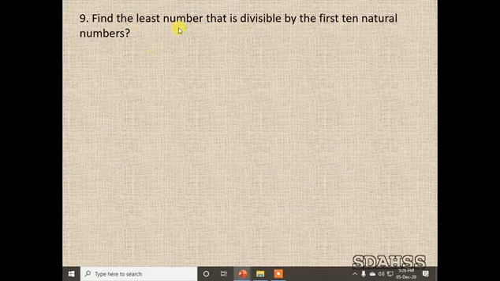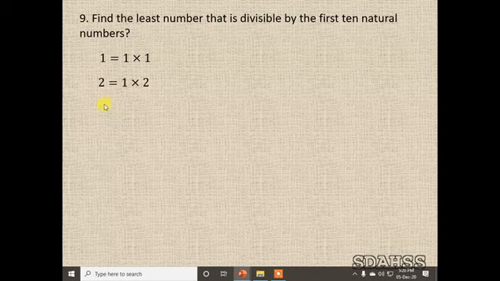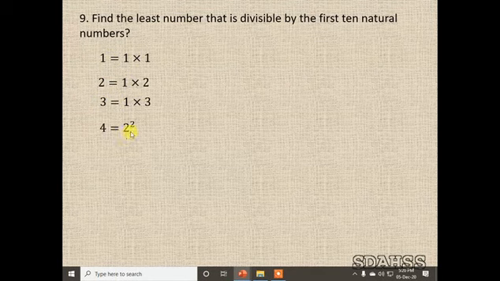Find the least number that is divisible by the first 10 natural numbers. The first 10 natural numbers are 1, 2, 3, 4, 5, 6, 7, 8, 9, 10. Then 1 can be written as 1 into 1. 2 can be written as 1 into 2. 3 can be written as 1 into 3. 4 can be written as 2 square, 2 into 2. 5 can be written as 1 into 5.